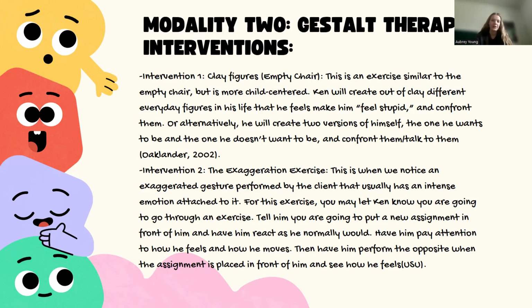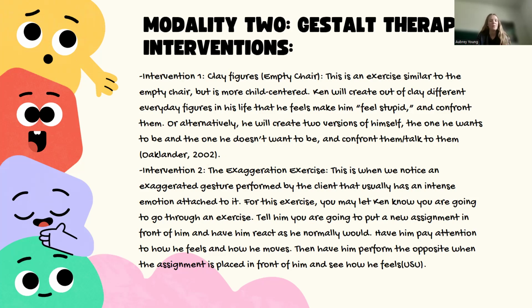Intervention number two, the exaggeration exercise. This is another Gestalt therapy technique. This is when we notice an exaggerated gesture performed by the client that usually has an intense emotion attached to it. For this exercise, we're going to let him know we're going to do an exercise. Tell him you're going to put a new assignment in front of him and have him react as he normally would. Have him pay attention to how he feels and how he moves. Then have him perform the opposite when the assignment is placed in front of him and see how he feels.